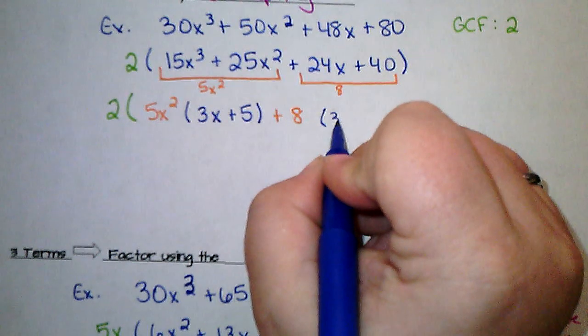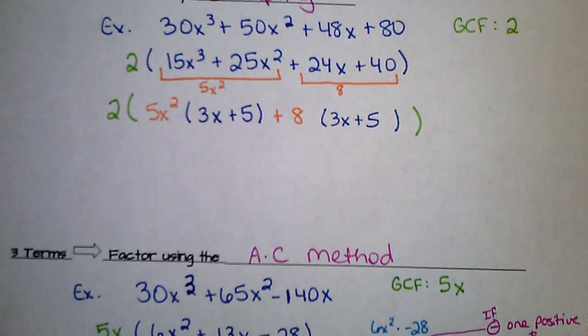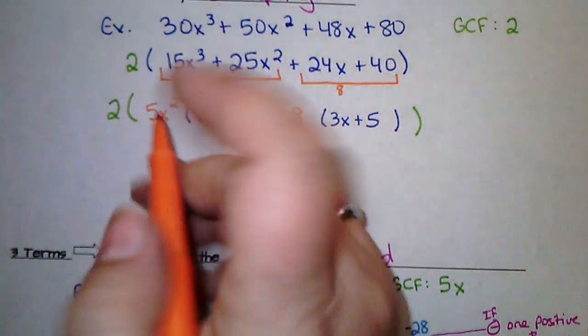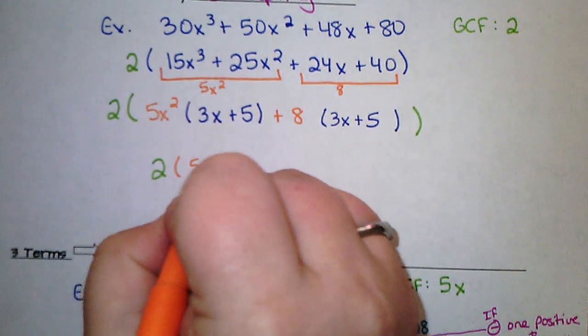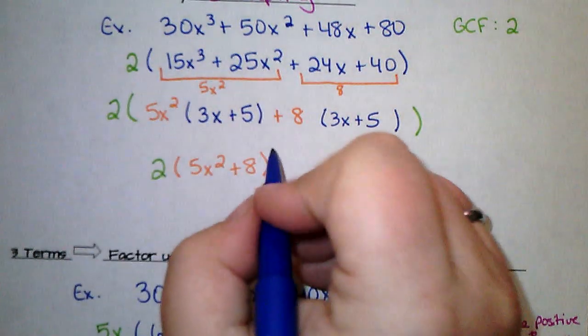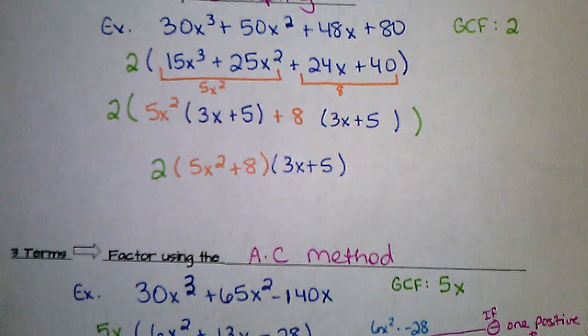24x divided by 8 gives me 3x, and 40 divided by 8 gives me 5. Then I write my final answer, bring down that GCF, the stuff that I took out from both, 5x squared and 8, and the stuff that was left that matched from both, 3x plus 5.